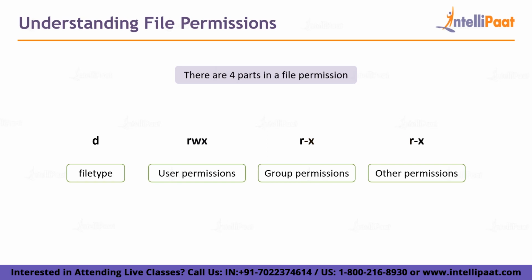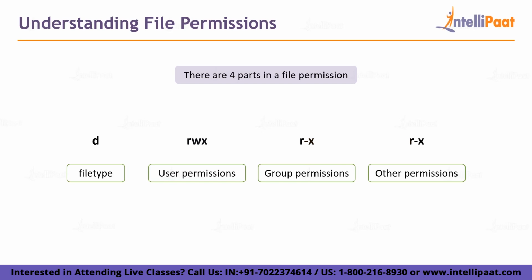So now you have 4 different parts in a file permission. The first part is the file type. If it is a hyphen, a dash, then it is a normal file. It can be any file with any extension, but it is a file. But if there is a d in front of it, basically it is a directory. It is not a file, it is a directory or a folder under which you can create multiple files or other directories. So that is the first option. The second option is user permissions, third is group permissions, and fourth is other permissions.